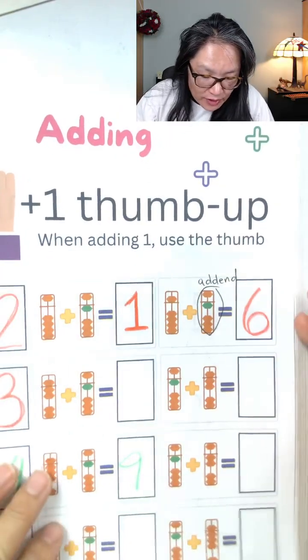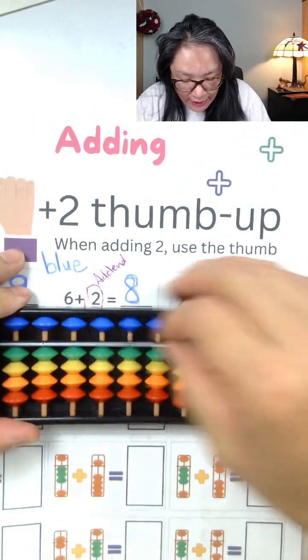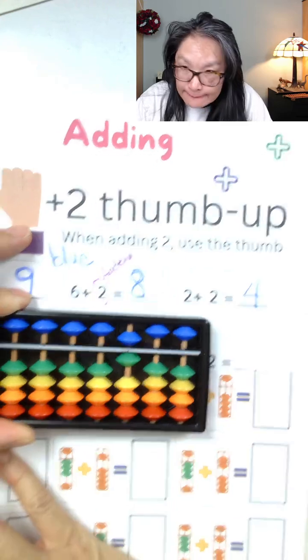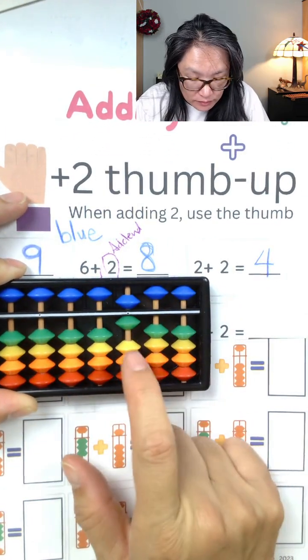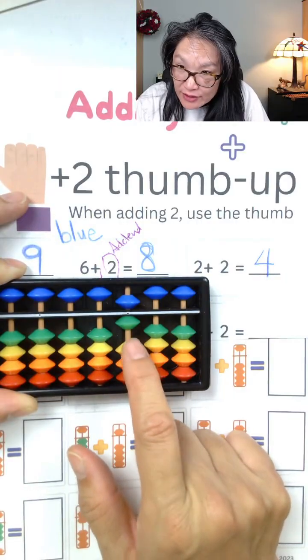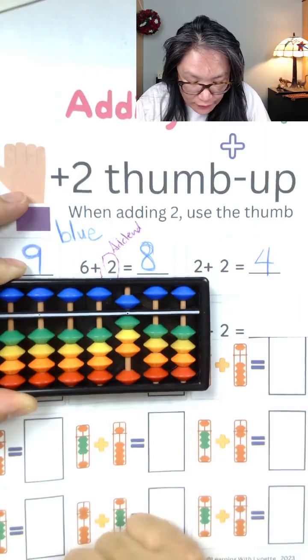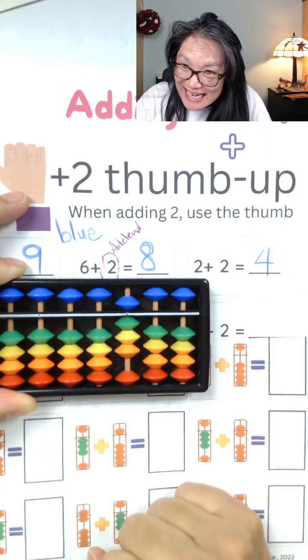I can do it again with the 2. So when I look at the 2, I have 6. And then do I have enough to add the 2? Yes, we can. Yes, I have enough to add the 2. 1, 2. My final answer is 8.